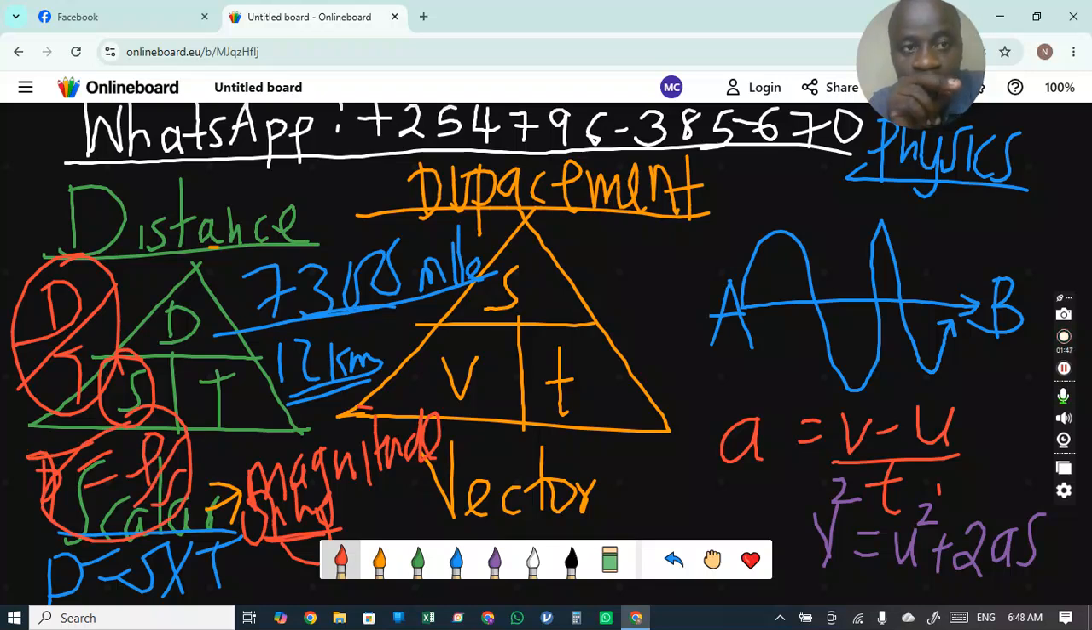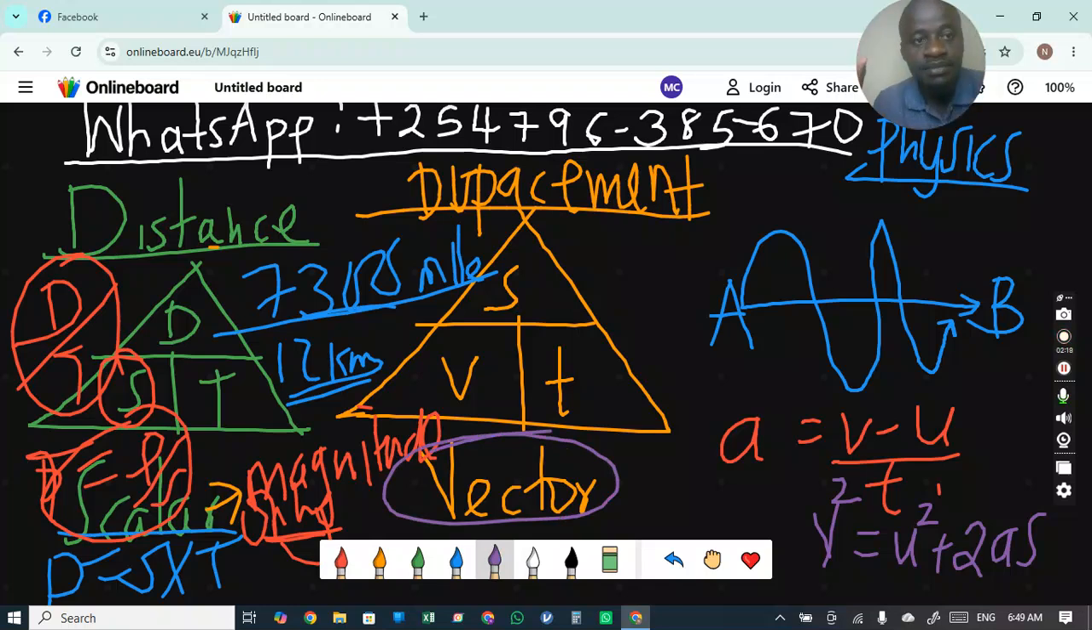When we talk about displacement, displacement simply means distance in a particular direction. So if I say that an aeroplane was moving at a speed of 600 km per hour due east from New York City, I've given the distance, which is the magnitude, the size, and I've also given the direction. So displacement is termed as a vector quantity.